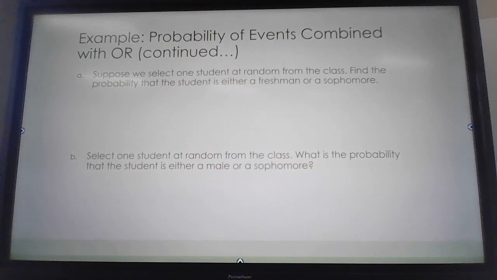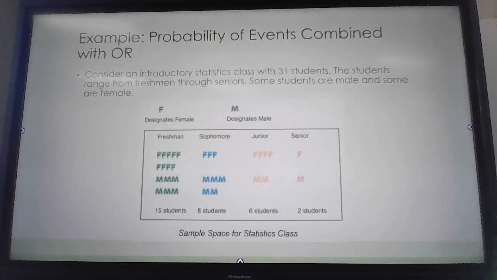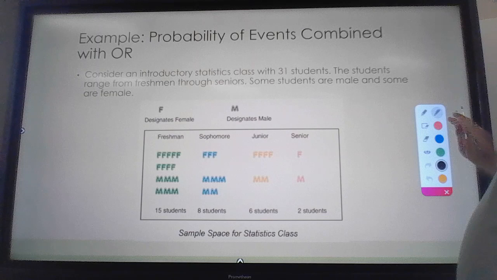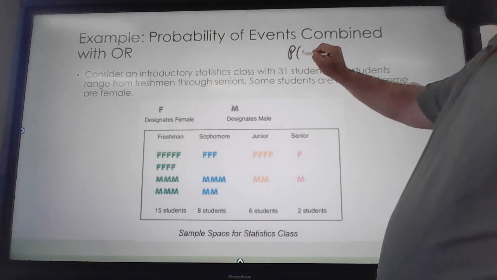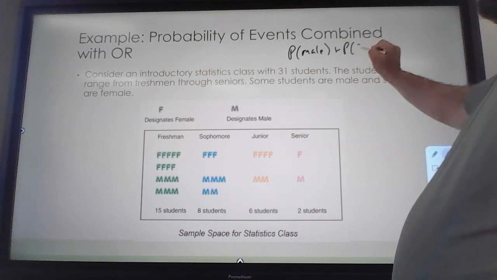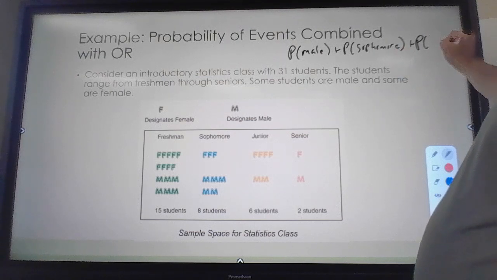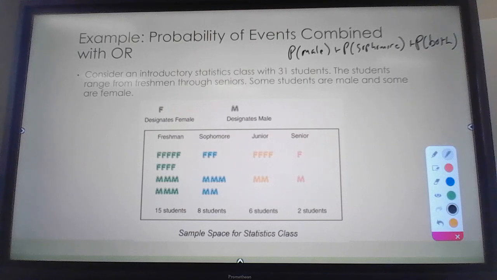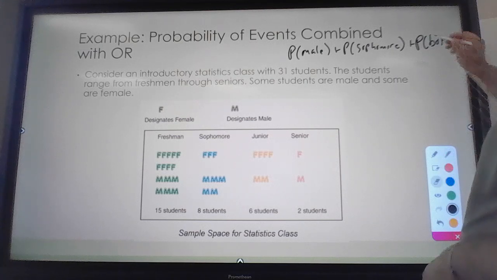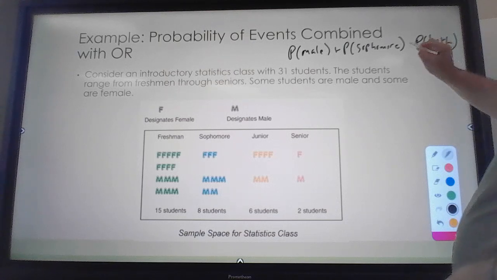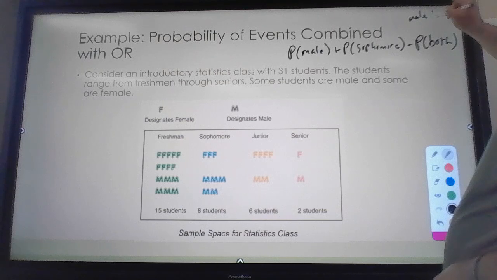Select one student at random from the class. What is the probability that the student is either a male or a sophomore? Well, the question is, can a student be a male and a sophomore at the same time? In this case, the answer is yes. So this is where we use the more general addition rule. That's probability of male plus the probability of sophomore plus the probability of both, male and sophomore. I mean, sorry, not plus. This should be a minus. Let's take that off and put a minus there. This is male and sophomore.